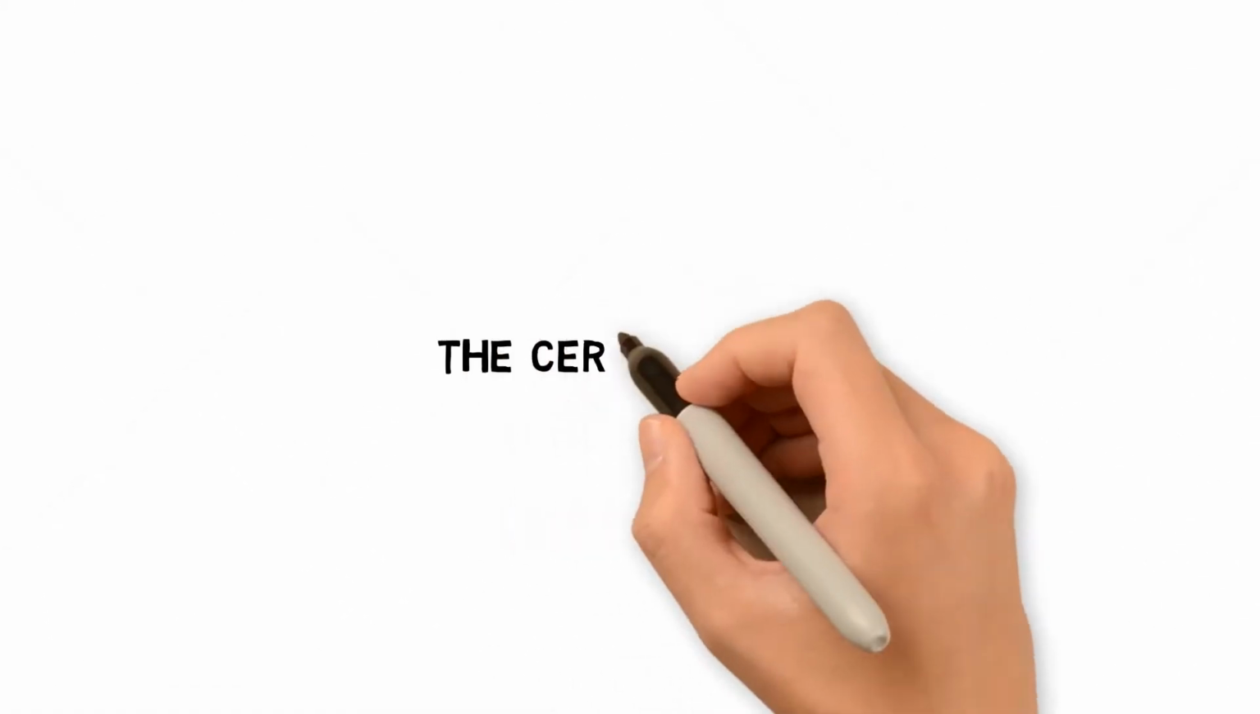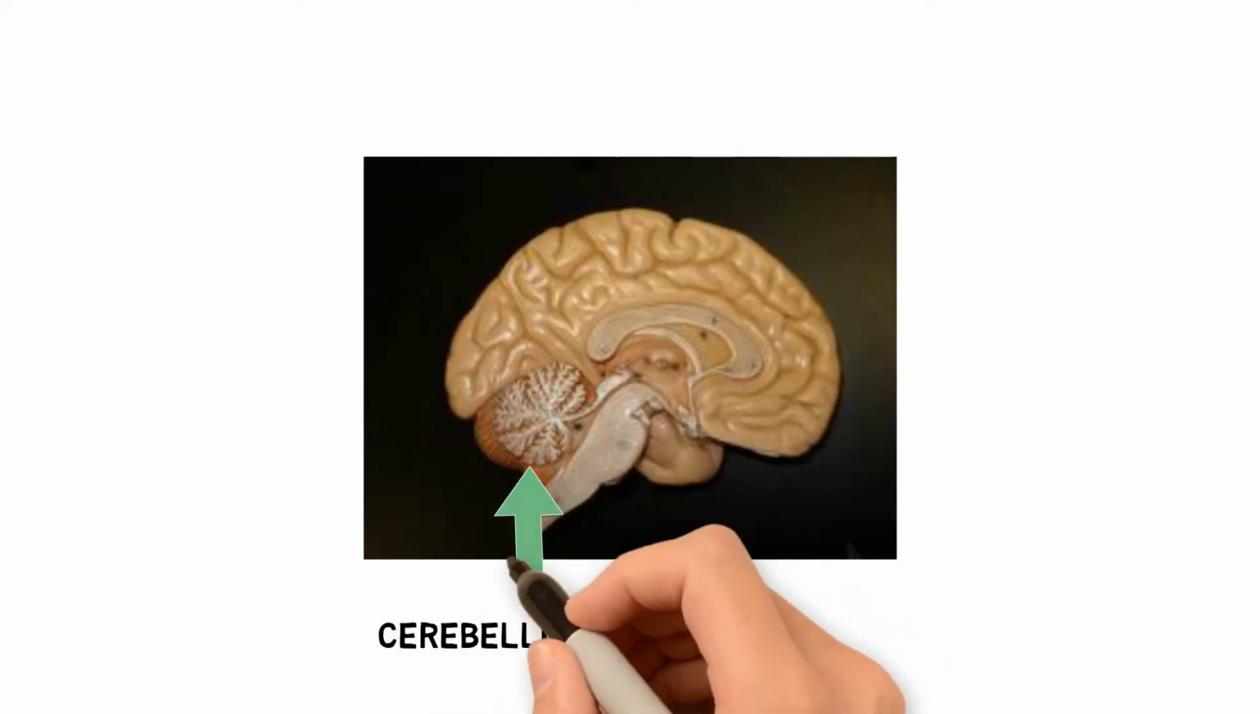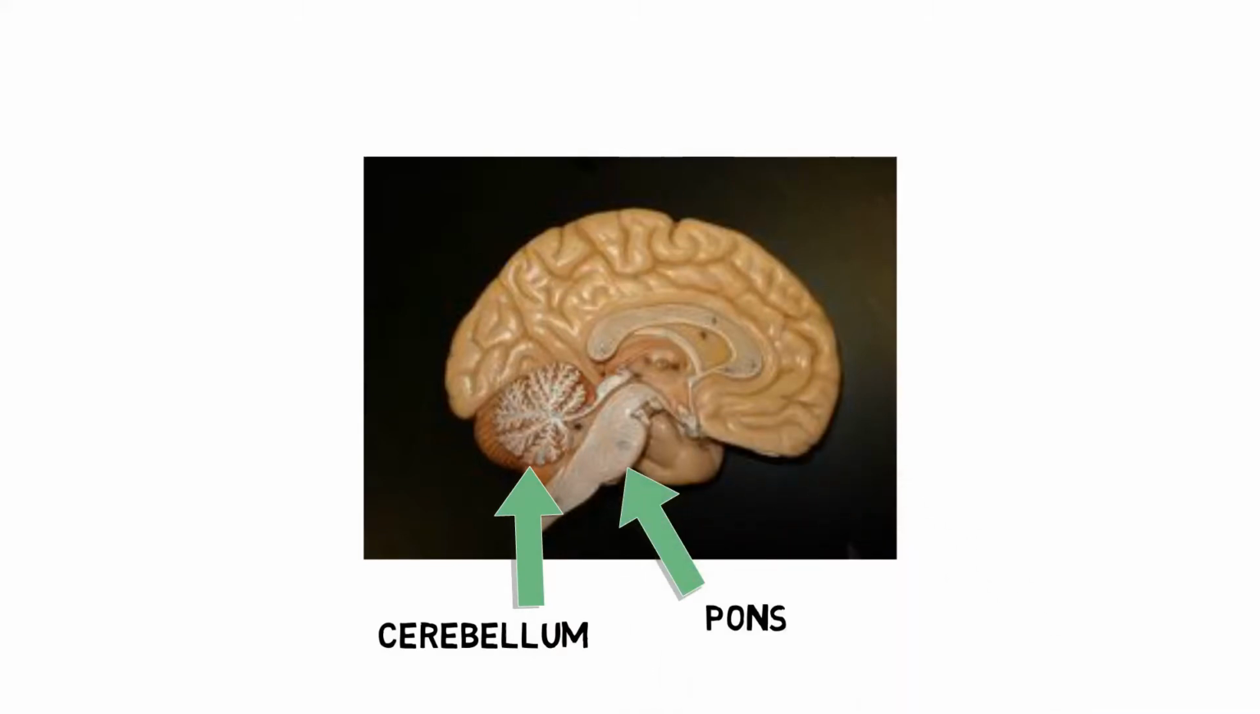This video is on the cerebellum, its input and its output, and some of the funny names of the nuclei and components. Here is a sagittal section through the brain. The two important components of this picture are the cerebellum and the pons. The pons contains the major pathways into and out of the cerebellum.